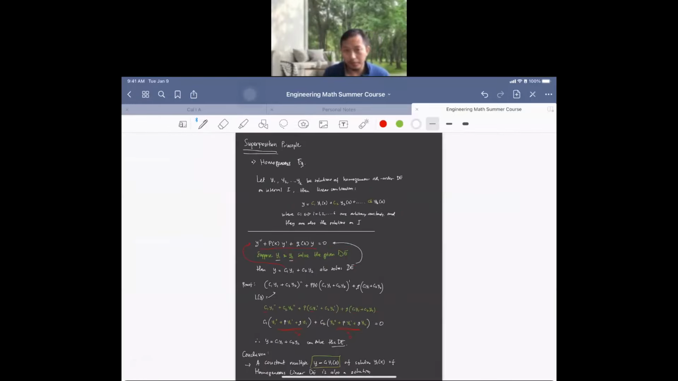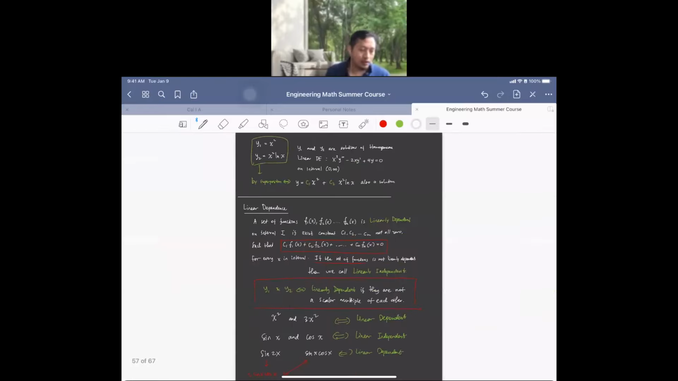The other important thing is the superposition principle. When you have some solutions, for example y1 and y2 as your solutions, then another equation which includes y1 and y2 inside can also be a solution. That's the superposition principle. And the other thing is linear dependency.